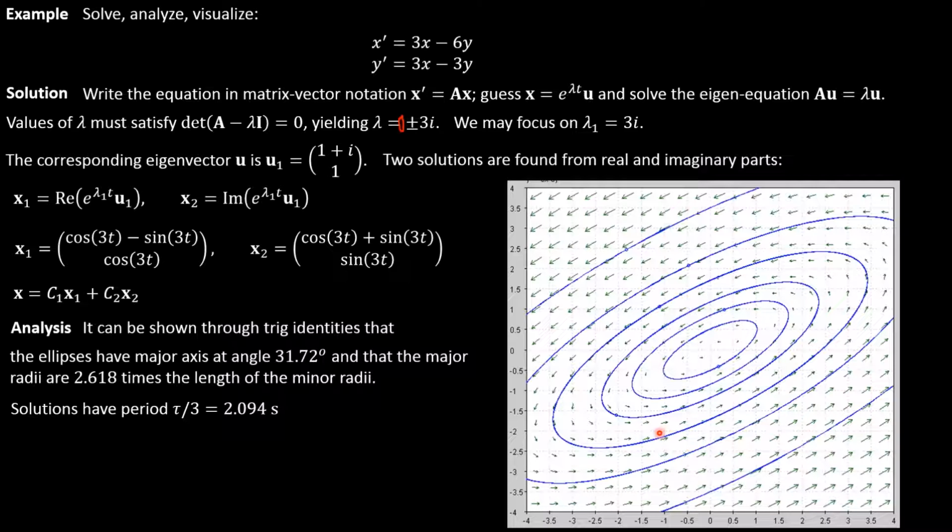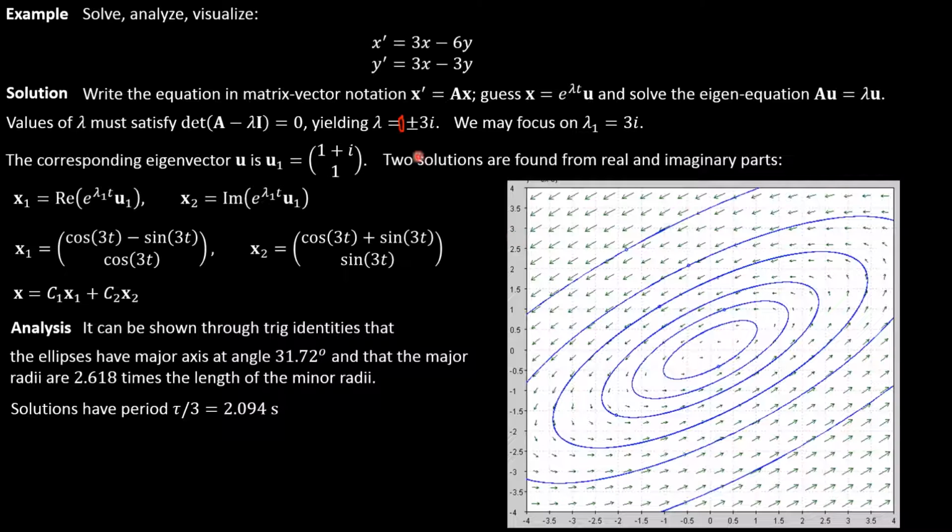But when you have a real part, that would ordinarily give you an exponential function in here that would cause the solutions to also spiral out and get bigger and bigger. Or if you had a negative real part here, then you'd have shrinking exponentials causing the solutions to spiral in and get closer and closer to the origin.